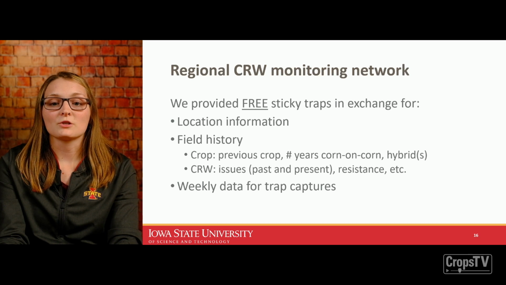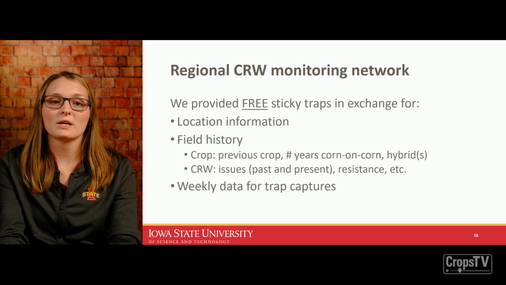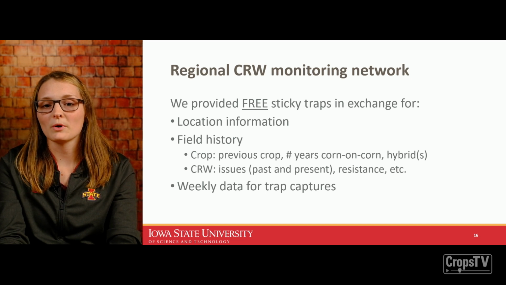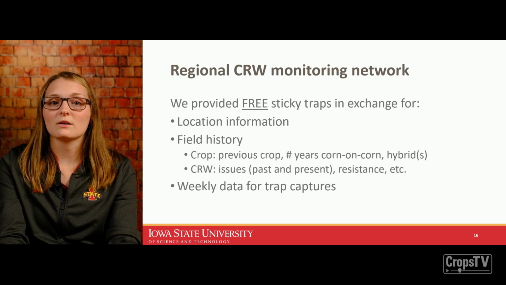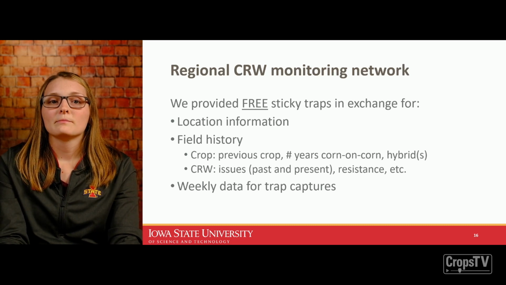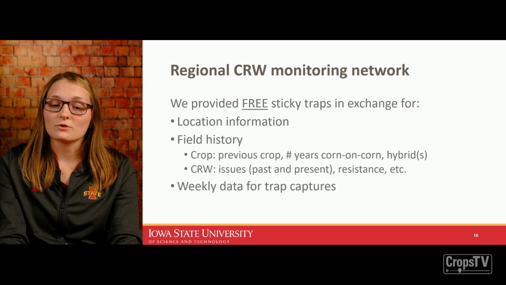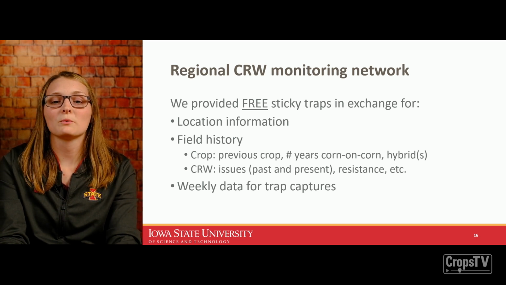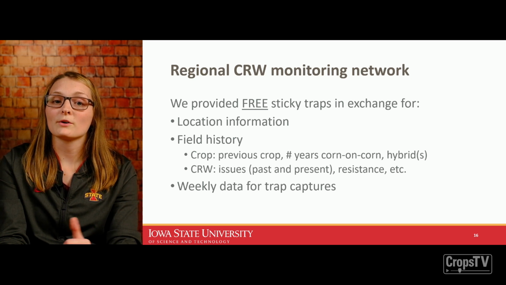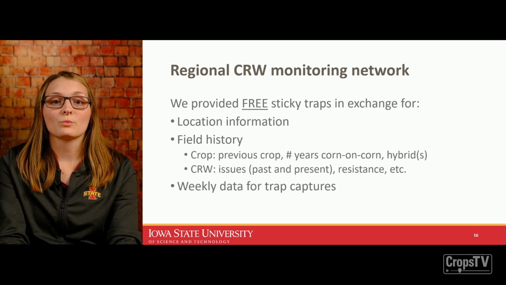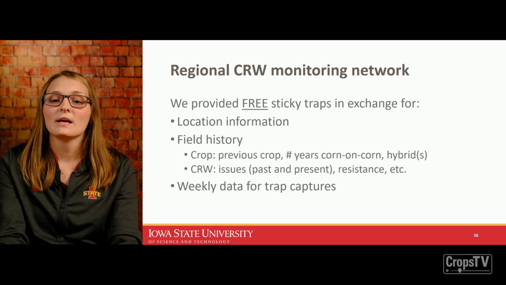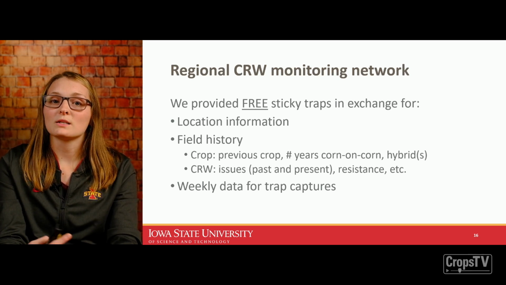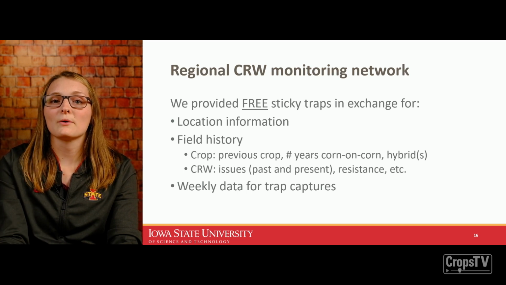So we asked for location information. If people could give us GPS coordinates, that was excellent, but sometimes people weren't comfortable sharing that, so they would give us the nearest town or county level data or something like that. We also asked for some field history. About the crop, we would want to know what crop they are putting the traps in, what was the previous crop in the field, and if they had this information, how many years of corn on corn that field had been. And then if they knew what hybrids were planted this year, but also in the past, that would be valuable information.